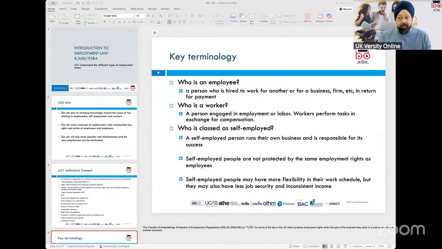Now, when we look at different types of employment status, there are three or four which come to mind. One, you work as an employee; you work as a worker; you work as a self-employed individual. The employee could be part-time or full-time. An employee could be on contract. Sometimes you also see that the government introduced apprenticeships way back in 2016, so you can, as an organization, hire an apprentice. You could also have people working with you as volunteers.